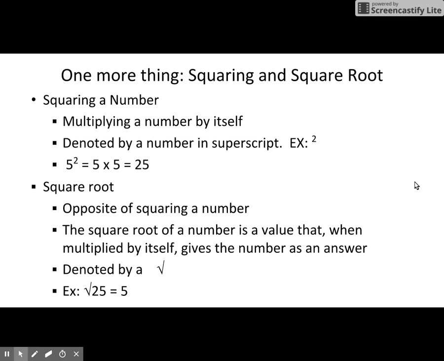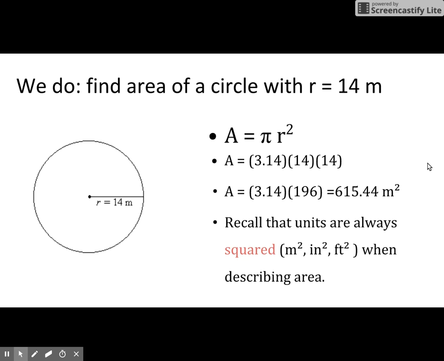Now, together we're going to look at this first example. We are to find the area of a circle with the radius of 14 meters. Remember, the formula is area equals pi r squared, where r is the radius. So when you plug in what you know, you have 3.14 for pi times the radius squared, which is 14. So 14 times 14, 3.14 times 196 equals 615.44 meters squared. Recall that the units are always squared when describing area, since you multiply it by itself.